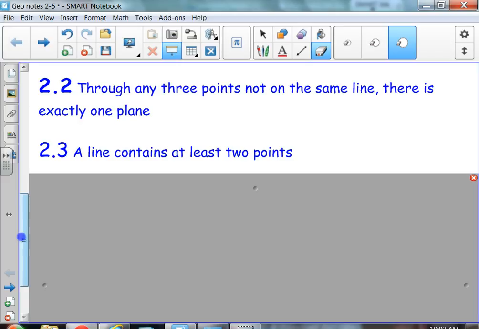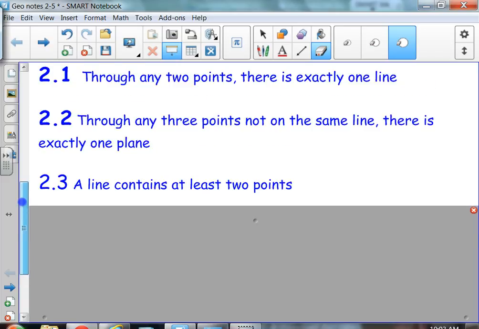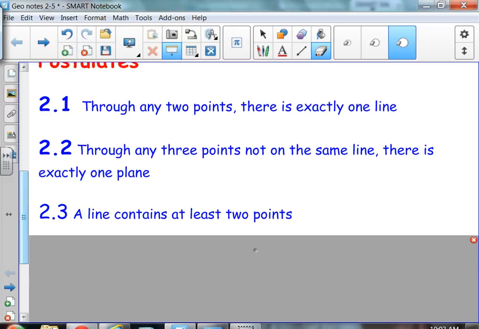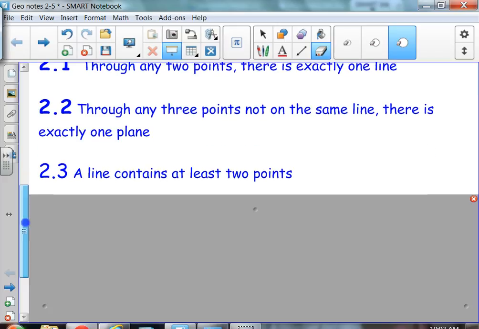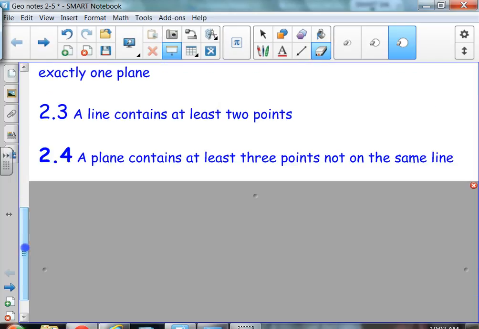A line contains at least 2 points. So if we look back to 2.1, through any 2 points there's a line, and now we have 2.3, which is a line contains 2 points. So you're going to have it both ways in order to write your proofs. Okay, and then 2.4, once again, you have a plane contains at least 3 points not on the same line. Once again, 3 non-collinear points.